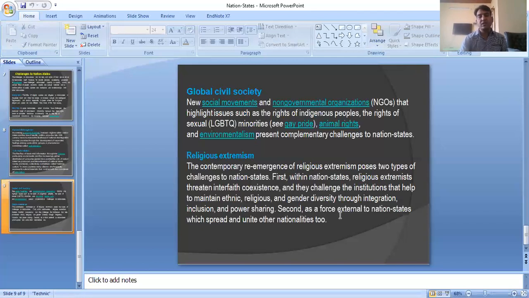Second is a force external to the nation state, which spreads out and unites other nationalities too. If you are professing or promoting a certain brand of religion, it is not only promoted within the borders, but it goes outside the borders and spreads to other countries, where people start to follow it. I'm not talking about extremism here, but about religious doctrine. If you look at the Muslim world, they have spread everywhere, to every part of the world.